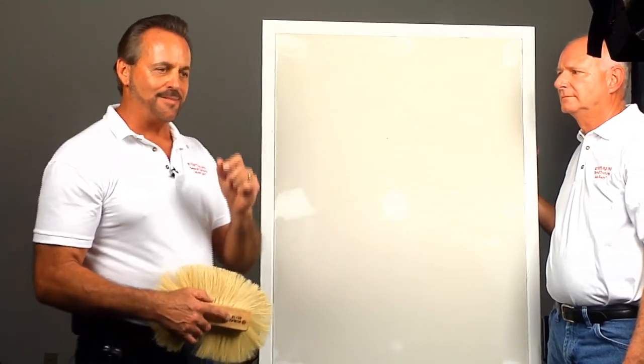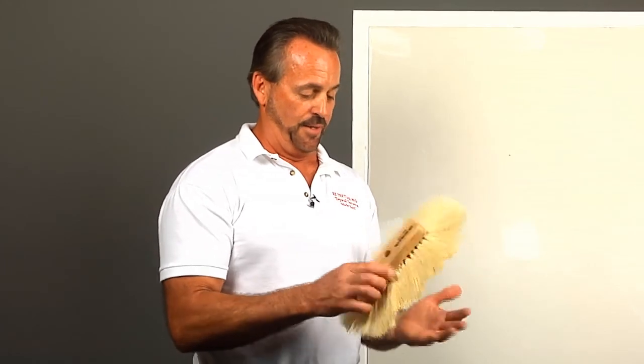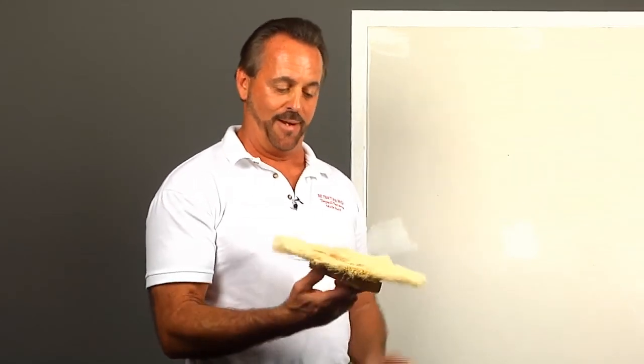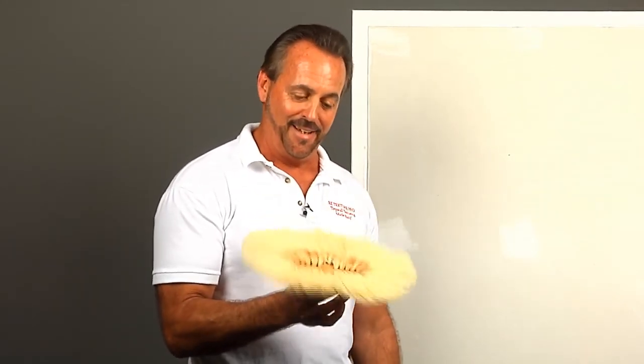So we went out and said, let's see what's available in a hand tool that we can use and do this ourselves. This is a crow's foot. Now this crow's foot's been around, I think, since the 50s and 60s. So we said, well, let's try this. It put probably one of the lousiest finishes I've ever seen on a wall.